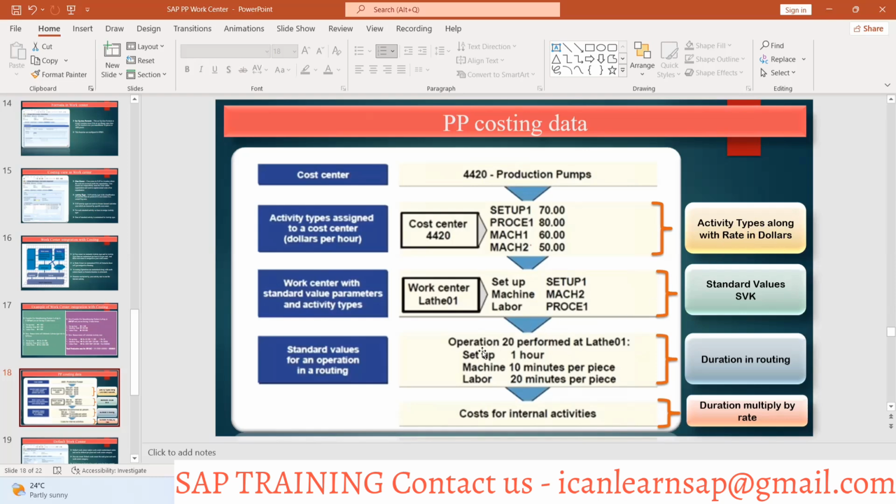And then finally, operation 20 is performed at Lathe 01. So setup time is 1 hour, machine time is 10 minutes per piece, and labor is 20 minutes per piece. According to that, this is the duration as per the routing, and duration multiplied by rate, you will finally get the cost. Okay. So you can get these details in this way.